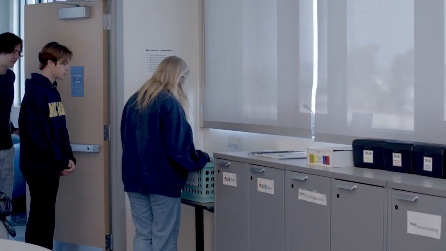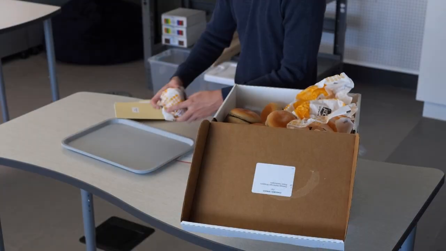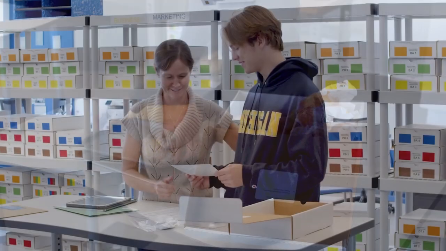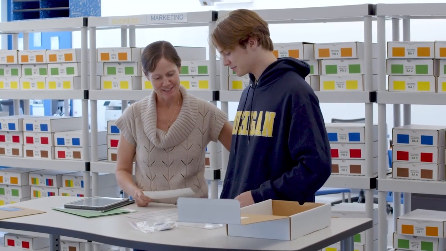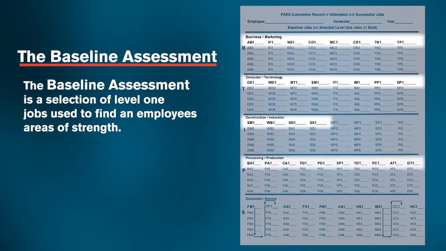When employees first arrive in the PAES Lab, the goal is to have them experience as many jobs as possible from different components and units to find their strengths. The best way to find an employee's strength is by using the baseline assessment. There are 38 Level 1 jobs on the cumulative record in bold. These are the jobs that make up the baseline assessment.